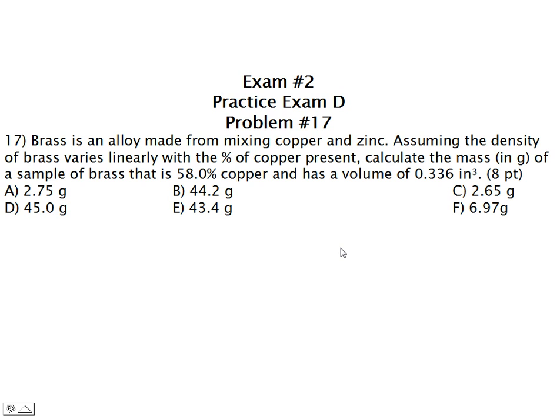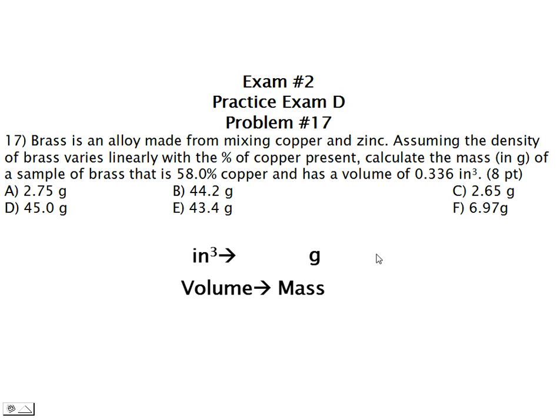Now if we take a look at this problem, this question is asking us to calculate the mass in grams of a sample of brass that is 58.0% copper and has a volume of 0.336 inches cubed. Based on the information given, we know that we are going from a volume, inches cubed, into a mass in grams. Now, since we cannot directly convert from inches cubed into grams, we must find or use a conversion factor between these two units.